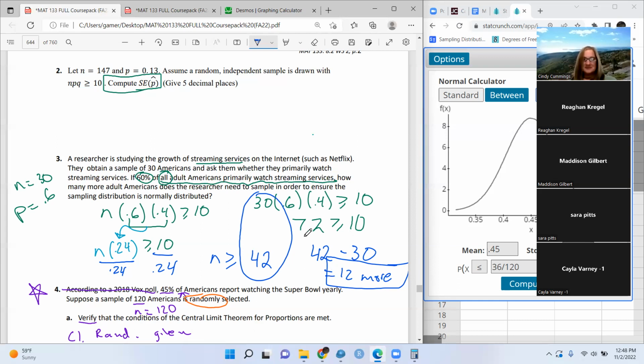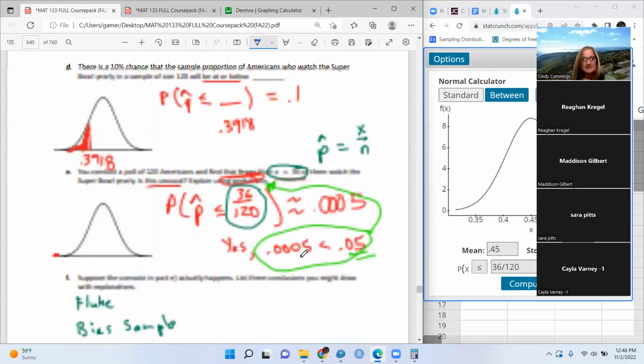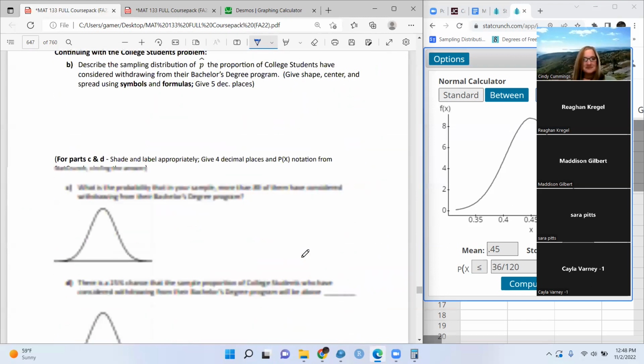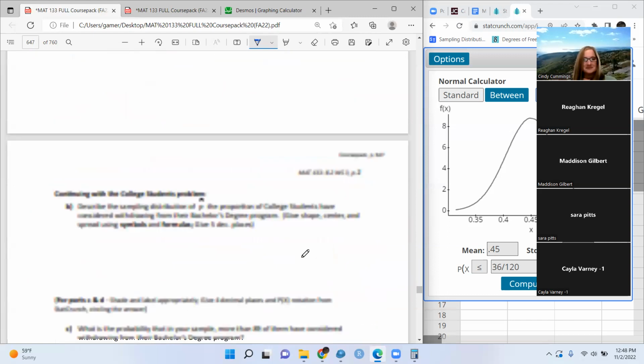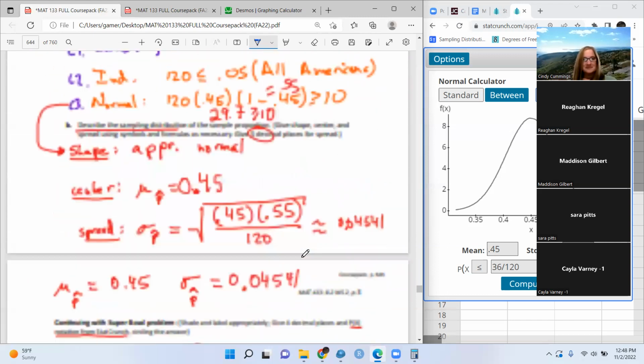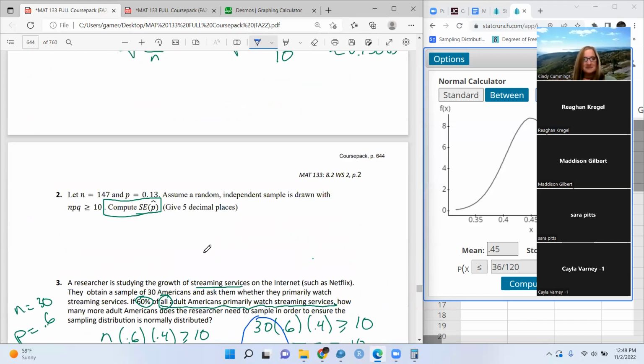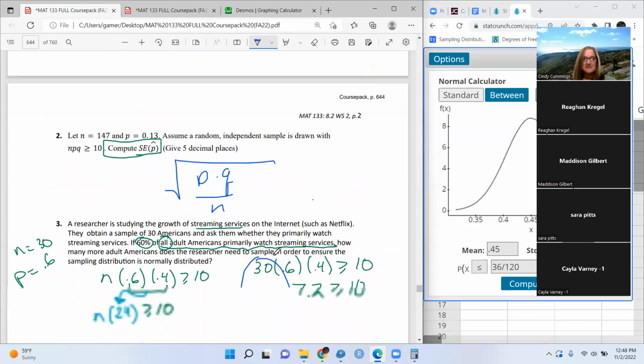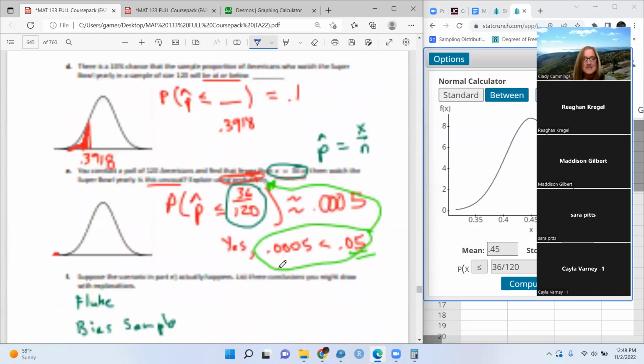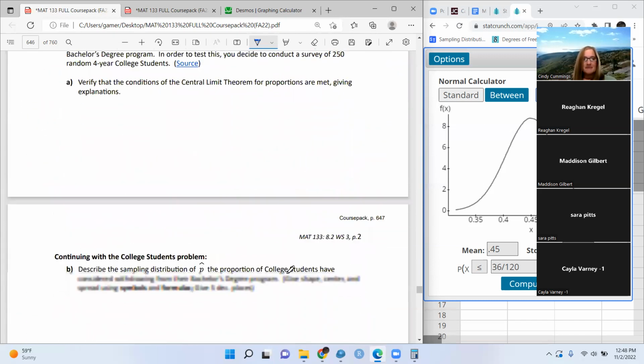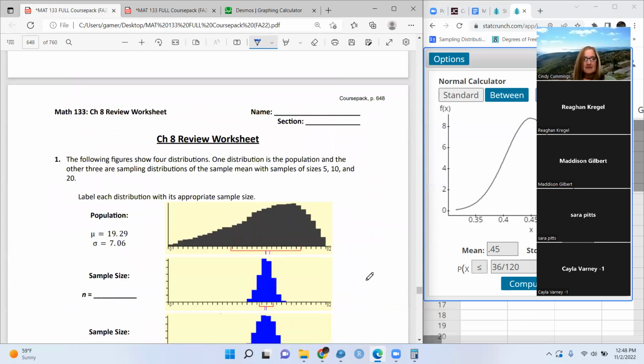Okay. Here's what I'd like to do for the last 12 minutes of class. I want to go to chapter 8. Do we have to do 2 still? Yes. Okay, so just do that computation. So let's go to the chapter 8 review. We don't have time to work on it.